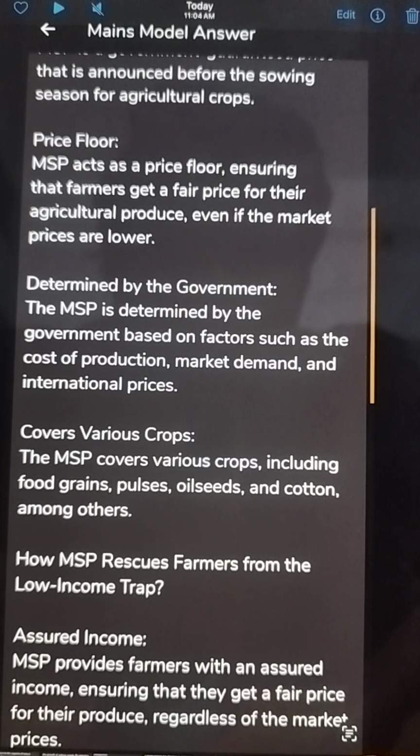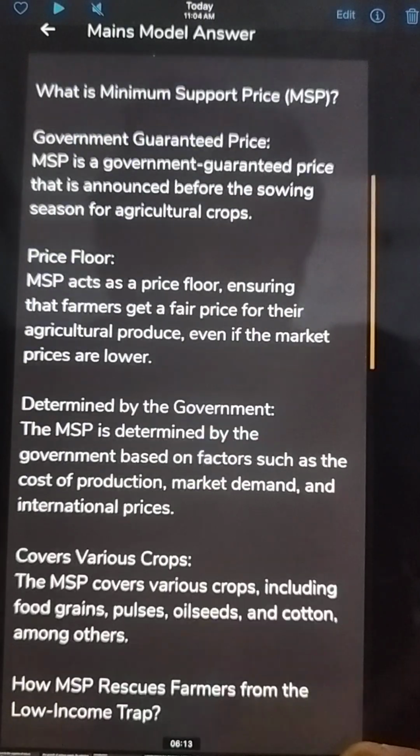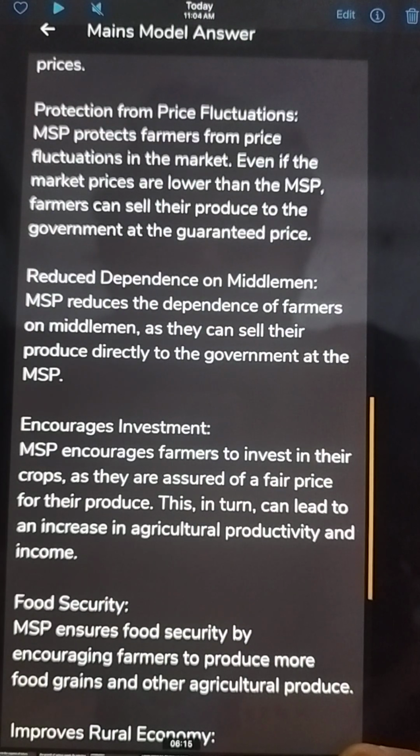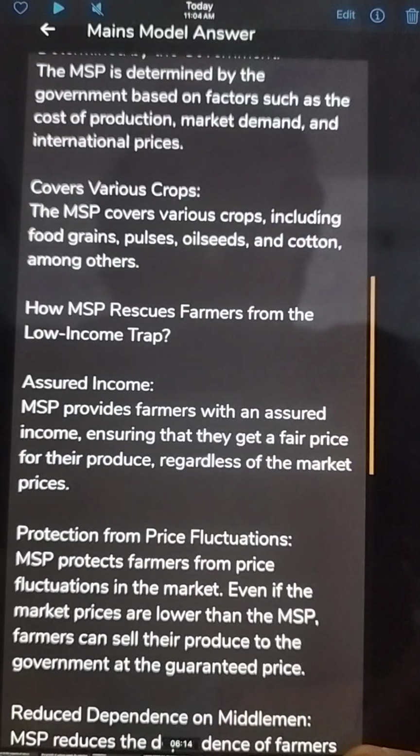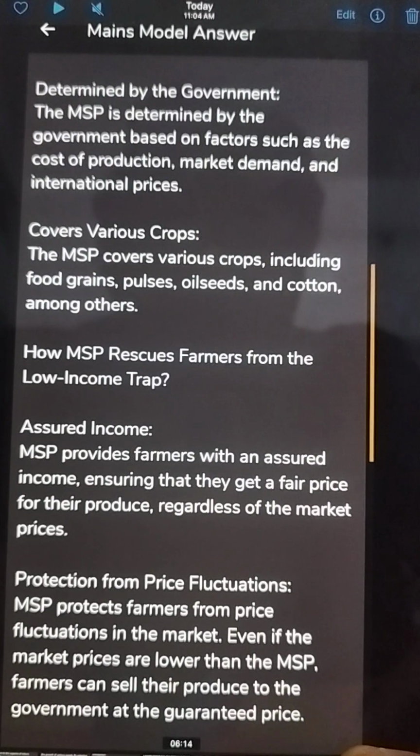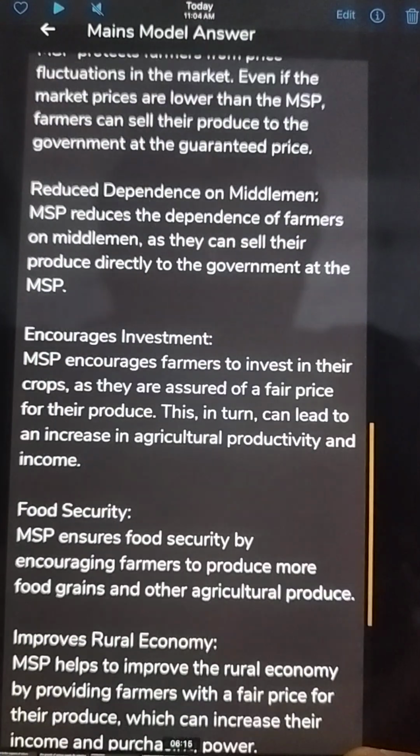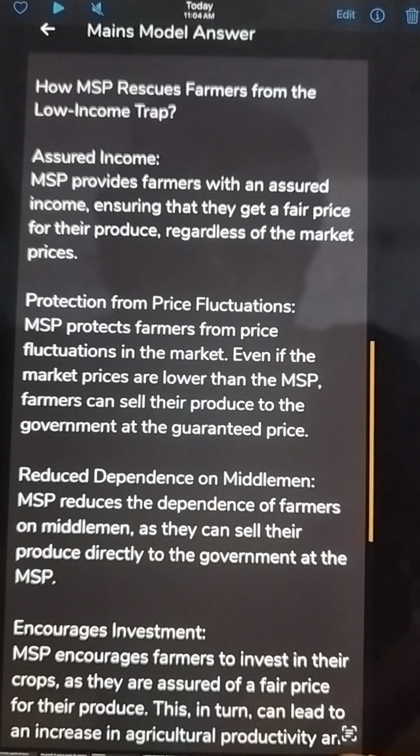Then how does MSP rescue farmers from the low income trap? First is assured income. MSP provides farmers with an assured income, ensuring that they get a fair price for their produce regardless of the market prices.